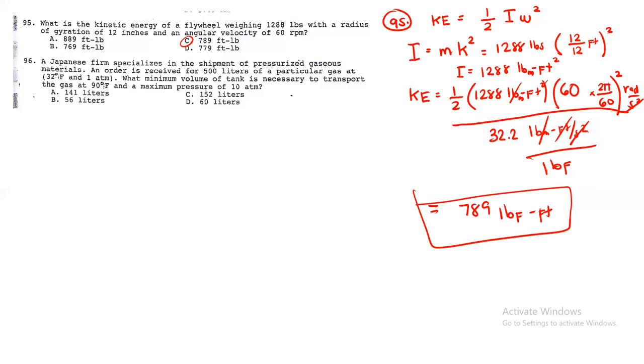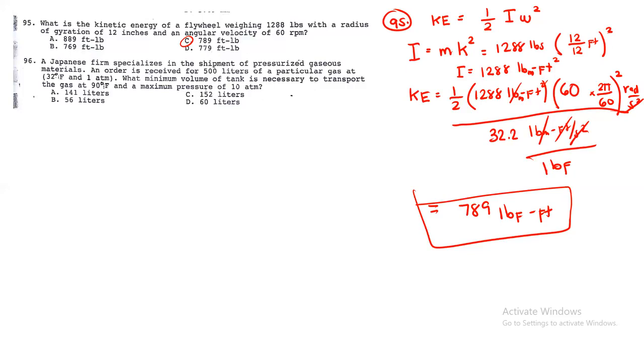So next, number 96. A Japanese firm specializes in the shipment of pressurized gaseous materials. An order is received for 500 liters of a particular gas at 32 degrees Fahrenheit and 180 atm. What minimum volume of tank is necessary to transport the gas at 90 degrees Fahrenheit and a maximum pressure of 10 atm?